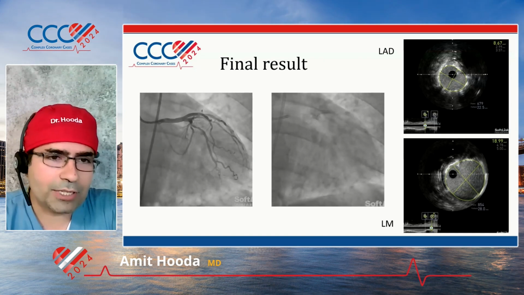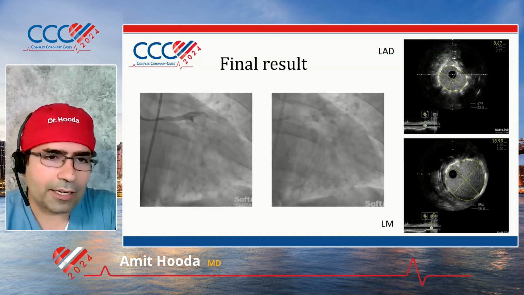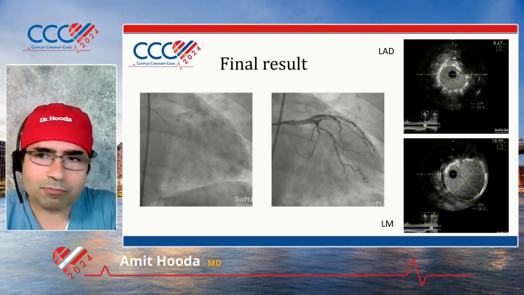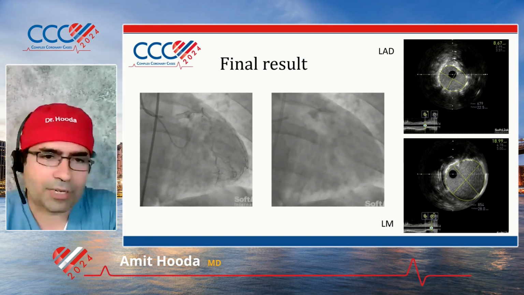And as you can appreciate in these final angiograms, the left main, circ and LAD PCI went well, and IVUS also we did, and the stent looks pretty well apposed in both the segments.